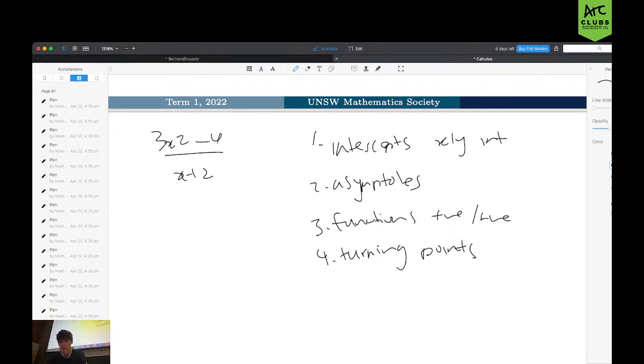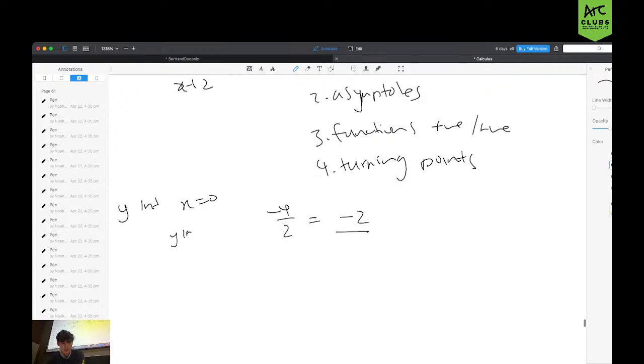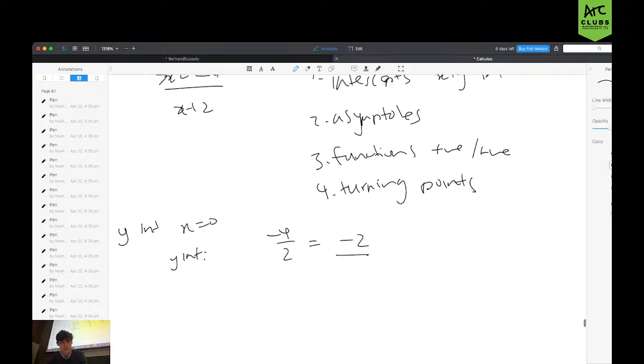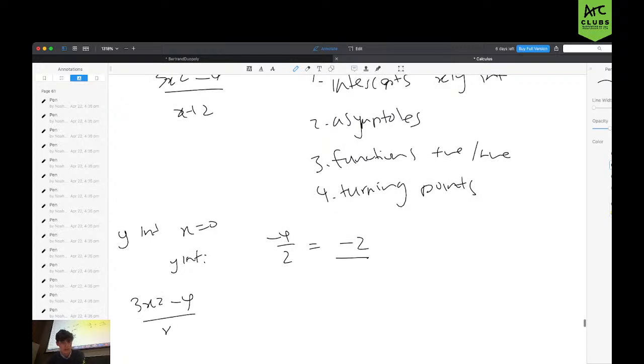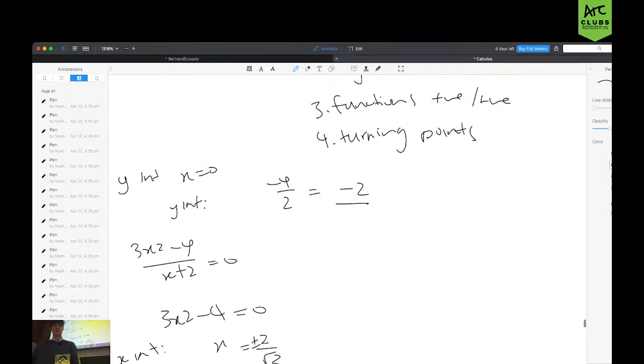So we know that we have a y-intercept where x equals 0. So x equals 0, we just get negative 4 on 2. That's just negative 2. So that's our y-intercept. Our x-intercept is wherever this is equal to 0: 3x squared minus 4 over x plus 2 equals 0. The denominator doesn't contribute here, so it's just looking to solve wherever 3x squared minus 4 equals 0. In other words, x squared equals 4 on 3, so x equals plus minus 2 on root 3. So that's our x-intercepts. So we know our intercepts with the coordinate axes.